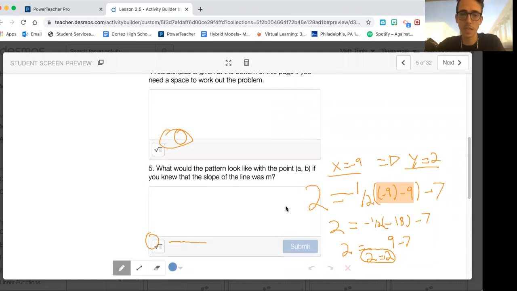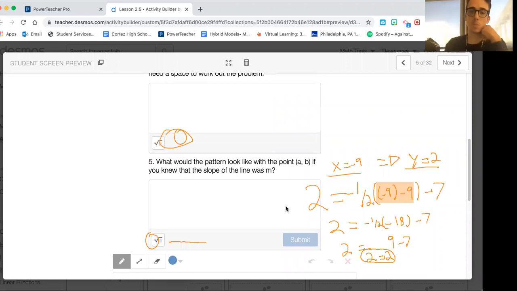What would the pattern look like with the point A, B if you knew that the slope of the line was m? Well, I'm really just going to rewrite this using those variables. So this would say that y is equal to, our slope, again, was -1/2. We then hit x. We're then subtracting a, and then we're adding on b. That's kind of how that sequence was going.